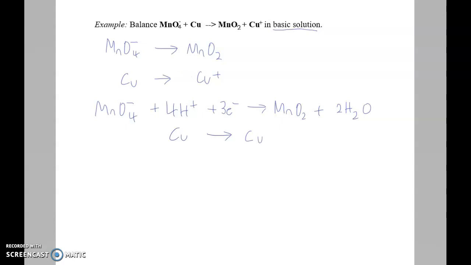Oh, I realize I made a mistake here. So we now have the two balanced half reactions. And with the manganese half reaction, you see that it gains 3 electrons. And then with the copper half reaction, you see that it loses an electron. So you cross multiply the two equations by these coefficients. Multiply the copper by 3, multiply the manganese half reaction by 1.